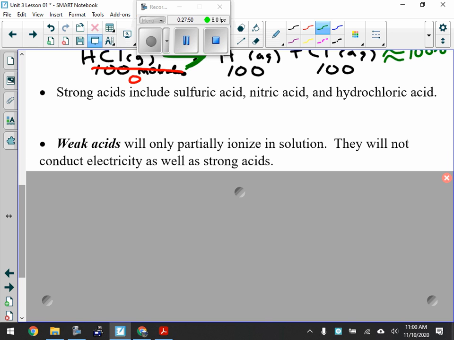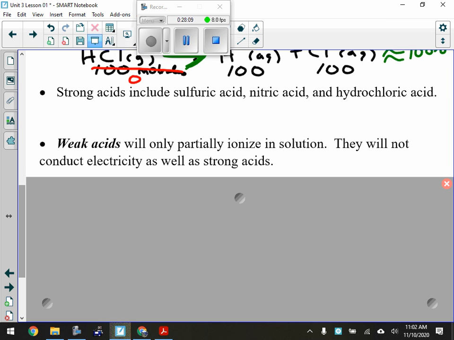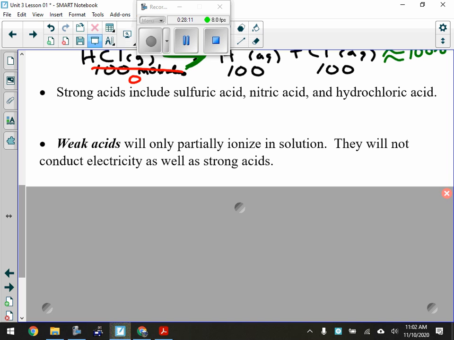Weak acids only partially ionize. They will not conduct electrical current as well as a strong acid will. I'll let you just copy. So, weak acids only partially ionize. In other words, they're not going to break up completely, and we're going to talk a little bit about that. They will conduct electricity, but not as well as a strong acid.